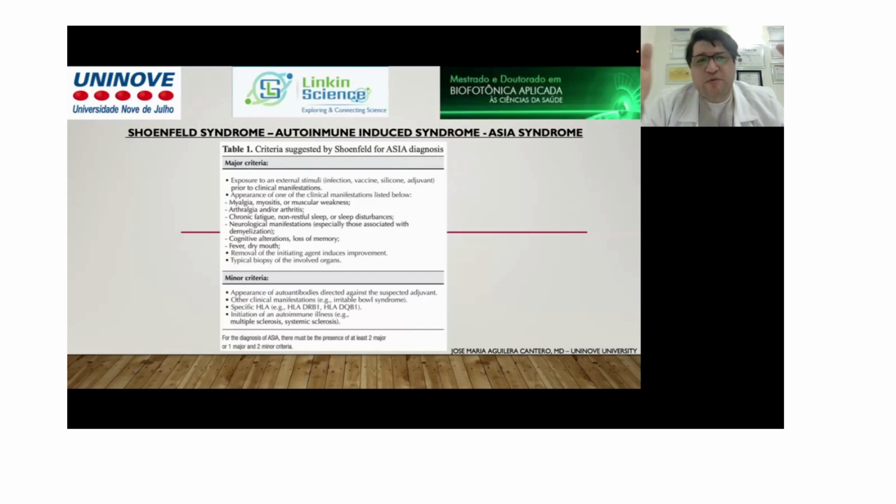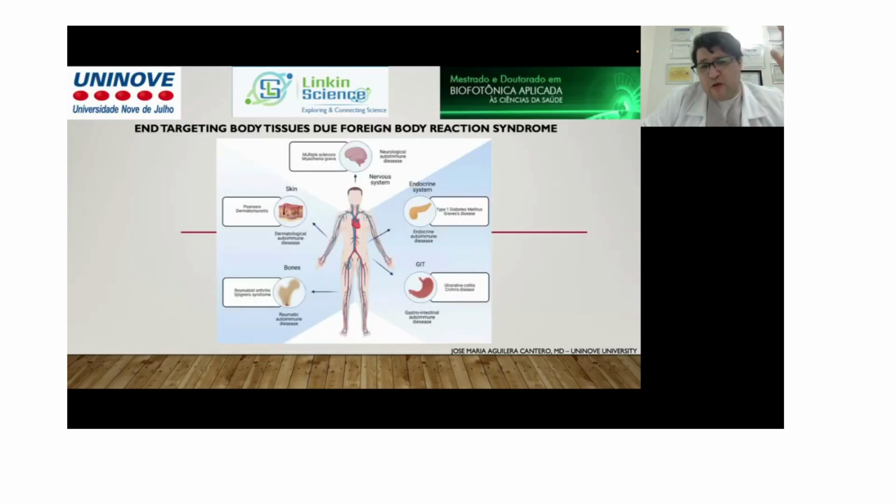So we have a major and minor criteria to establish the diagnosis of ASIA syndrome, which is an exacerbated immune response against that biofiller. So we can see the organs that will be targeted by this reaction, this syndrome.